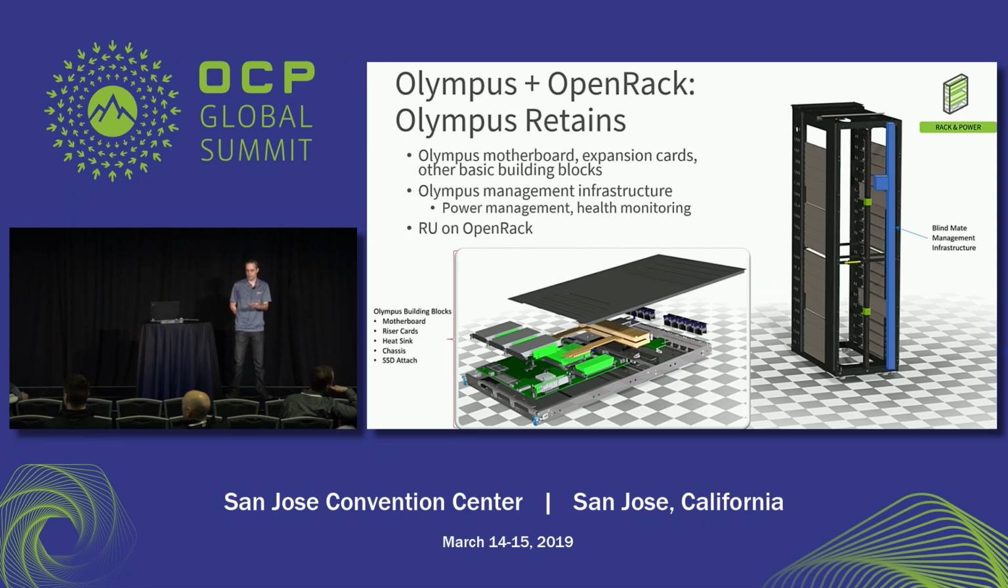And then here I'm just stating the things that stay with the Olympus form factor. So the motherboard, expansion cards, all the basic building blocks are still Olympus. And then importantly, the management infrastructure stays Olympus. So everything that we've done around health monitoring and power control and all the things that we've put into our management infrastructure stays. And then we can stay with RU, we could potentially go to OU. That's the flexibility of OpenRack.